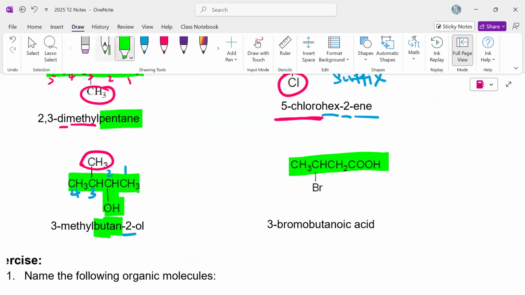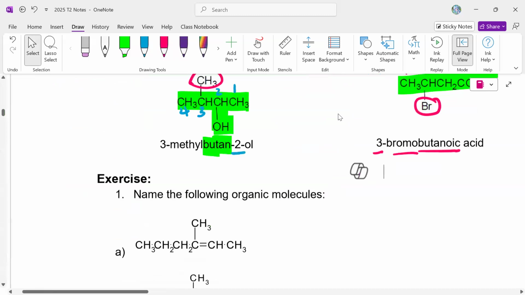So I could number 1, 2, 3, 4, but I can't, because the carboxylic acid is my functional group. I must give it the smallest number. So 1, 2, 3, 4. So 4 carbons, butanoic acid, right? No need to say butan-1-oic acid because it's always 1. Then I have bromo on number 3. So 3-bromobutanoic acid.